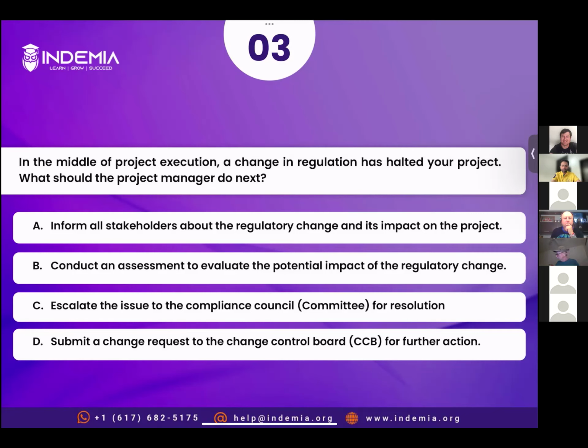So the correct answer is option B, conduct an assessment to evaluate the potential impact of the regulatory change. Once you evaluate the impact, then you can inform the stakeholders or take a temporary action or workaround if you have that. All right, correct answer is option B. Let's read the explanation.